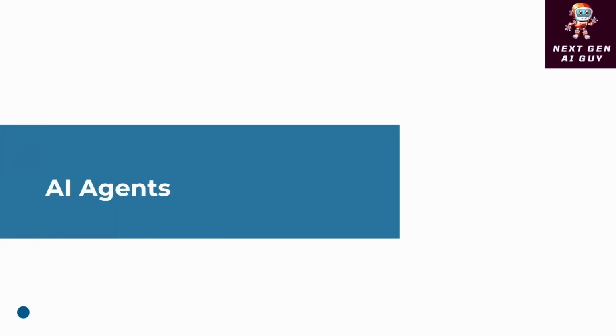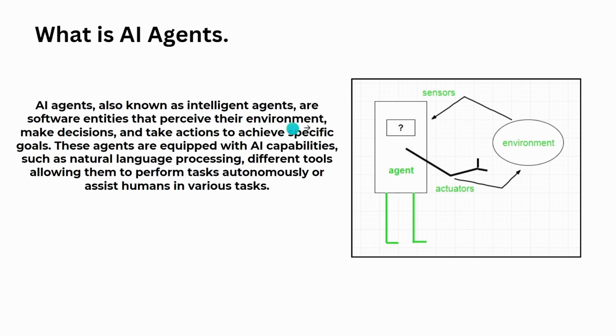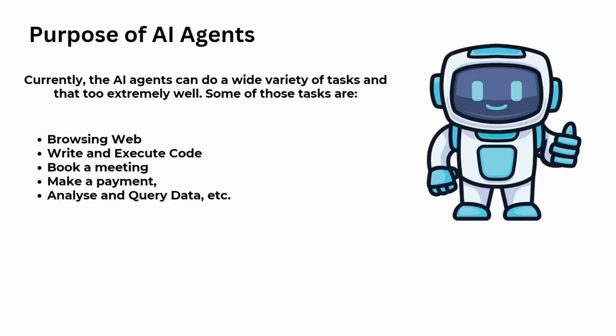Next topic is AI agent. What exactly is an AI agent? What are the tools which we can use to build an AI agent application? An AI agent is also known as an intelligent agent. These are software entities that perceive their environment, make decisions and take action to achieve a specific goal. So the main motive is to achieve that specific goal by making decisions and taking action automatically based on the environment.